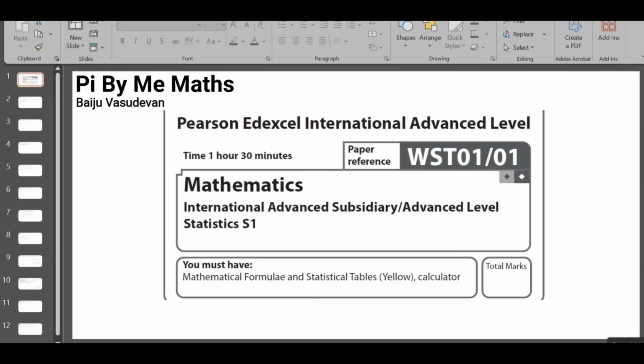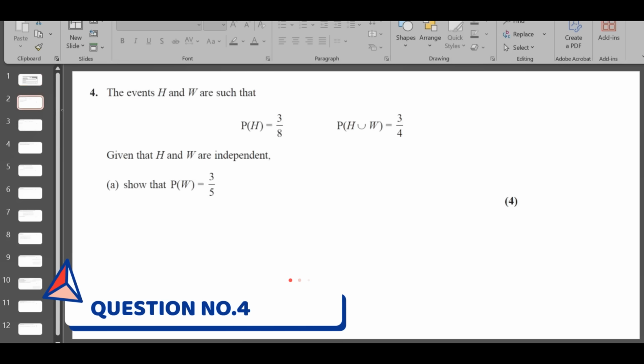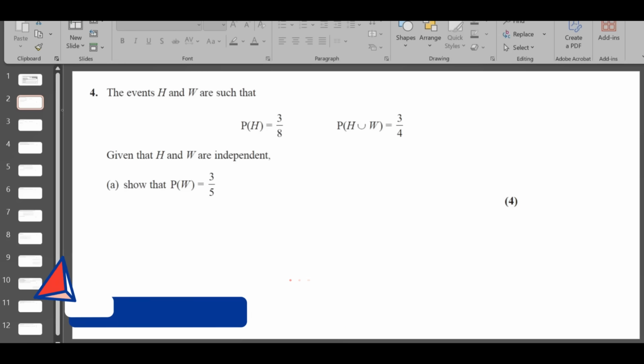This is WST01. Here we are solving the May-June 2022 Statistics 1 paper. In the previous video, we covered questions 1 to 3. Let's look at question number 4 here.